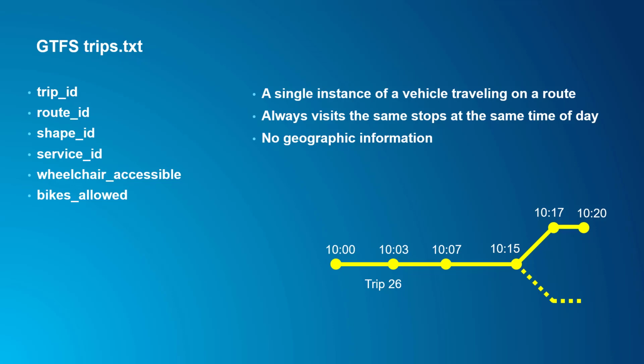Some relevant fields in trips.txt include trip ID, which uniquely identifies the trip; route ID, which relates the trip to the route it belongs to; shape ID, I'll talk about that in a moment; and service ID, which relates it to the calendar.txt and calendar_dates.txt files that contain information about the days of the week and dates when the trip runs. The wheelchair accessible and bikes allowed fields indicate whether wheelchairs and bikes can be accommodated for this trip, which is often a factor of the particular vehicle that's being used for the trip.